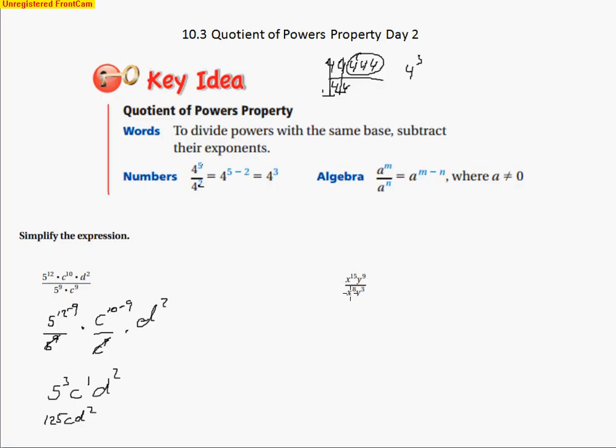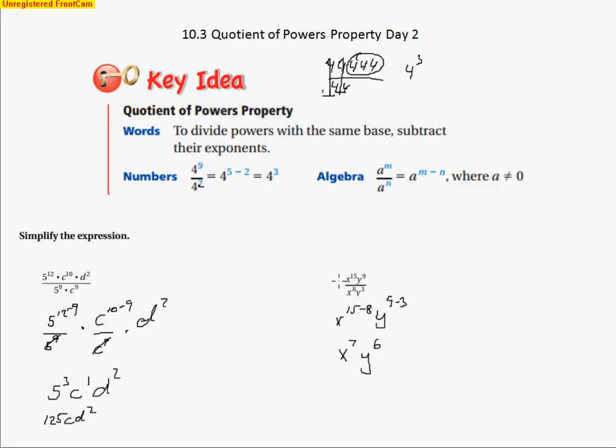I'm going to cancel out, or I'm subtracting the 8 x's from the 15 x's on top, and these y's. I'll subtract out 3 y's from the 9 y's on top of the fraction. So if we take a look at y to the 9th minus 3, so we have x to the 7th power, y to the 6th power.